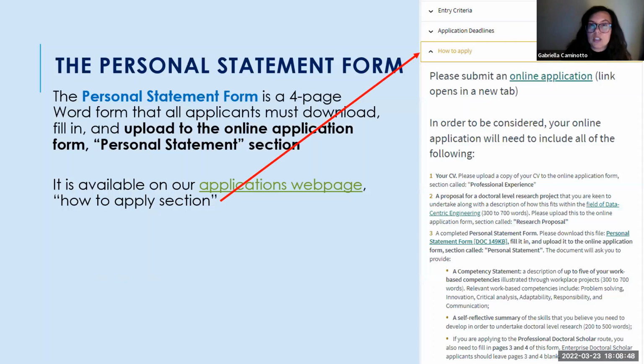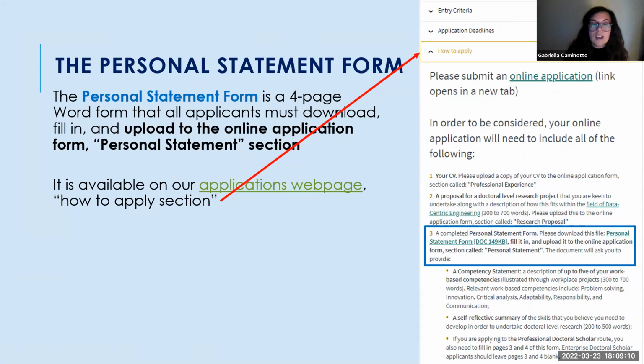So basically, this is what it looks like. That's the applications webpage. We've got someone joining us, so I'll just let them in. This is the applications webpage. If you open up the menu, how to apply, if you have a look towards point 3, that's where you can find the personal statement form in a Word document.